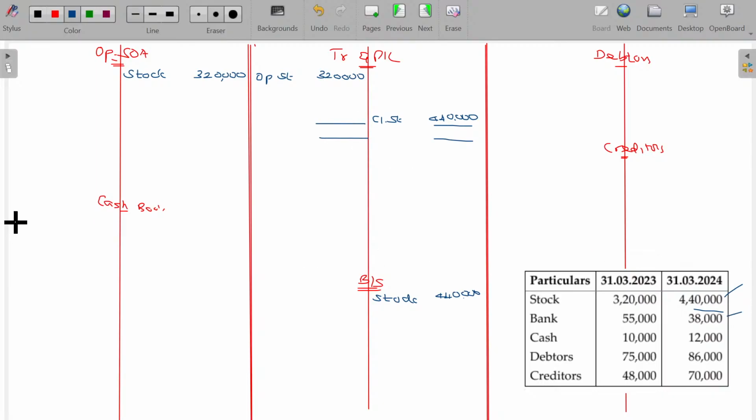Bank opening balance. In the opening statement of affairs we have cash also, so then we can prepare in columnar form. Bank balance in the beginning 55,000. In the closing, bank balance being 38,000. And cash also we have in the opening as well as end. Opening being 10,000. Closing cash being 12,000.